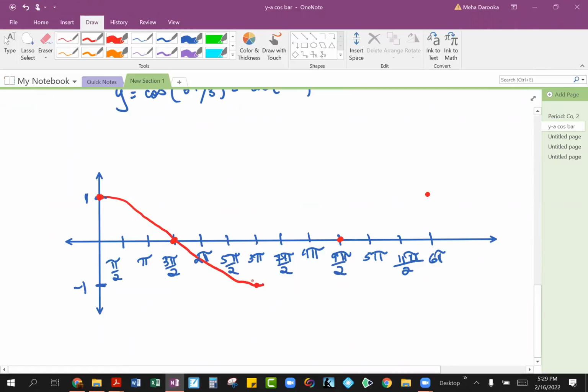And remember, we have the horizontal stretch over here because our number is 1/3. The B value was 1/3. So you are seeing a horizontal stretch.